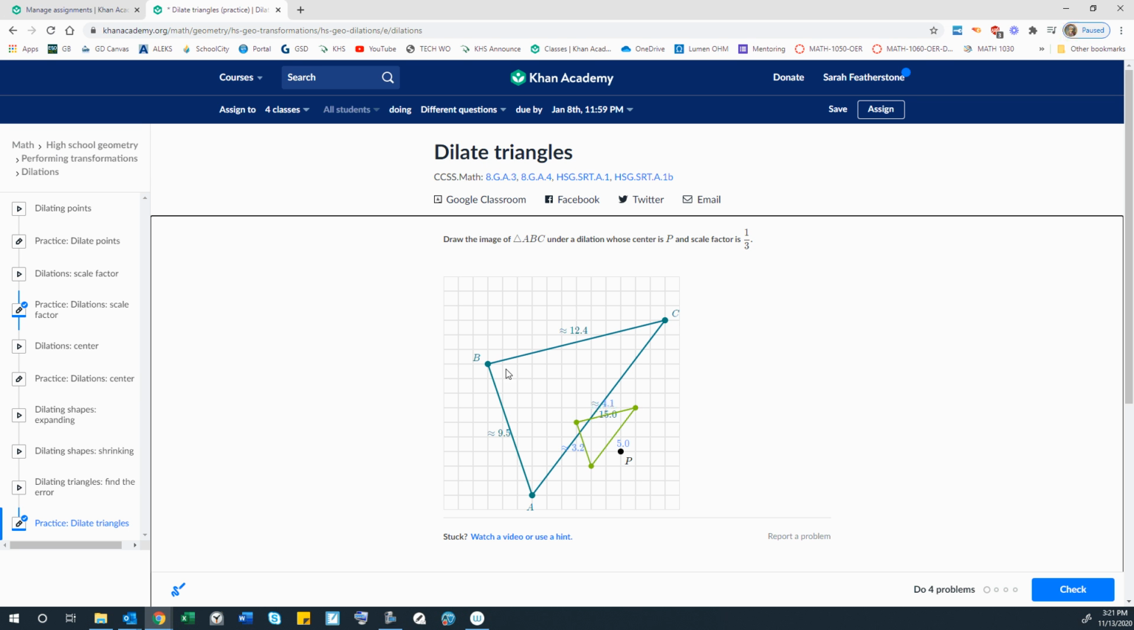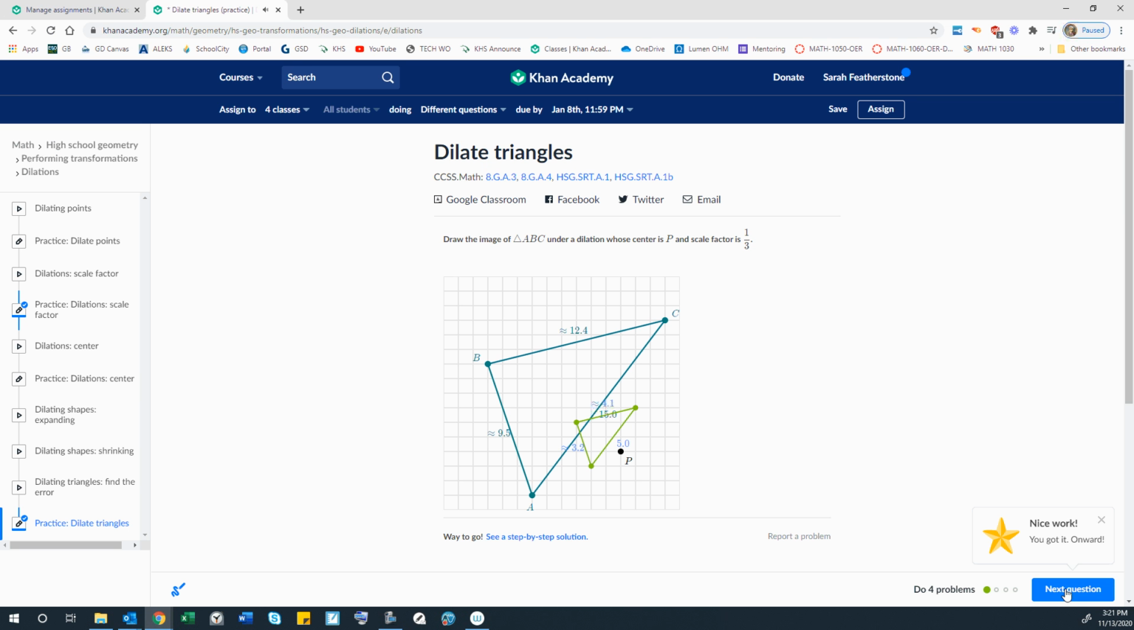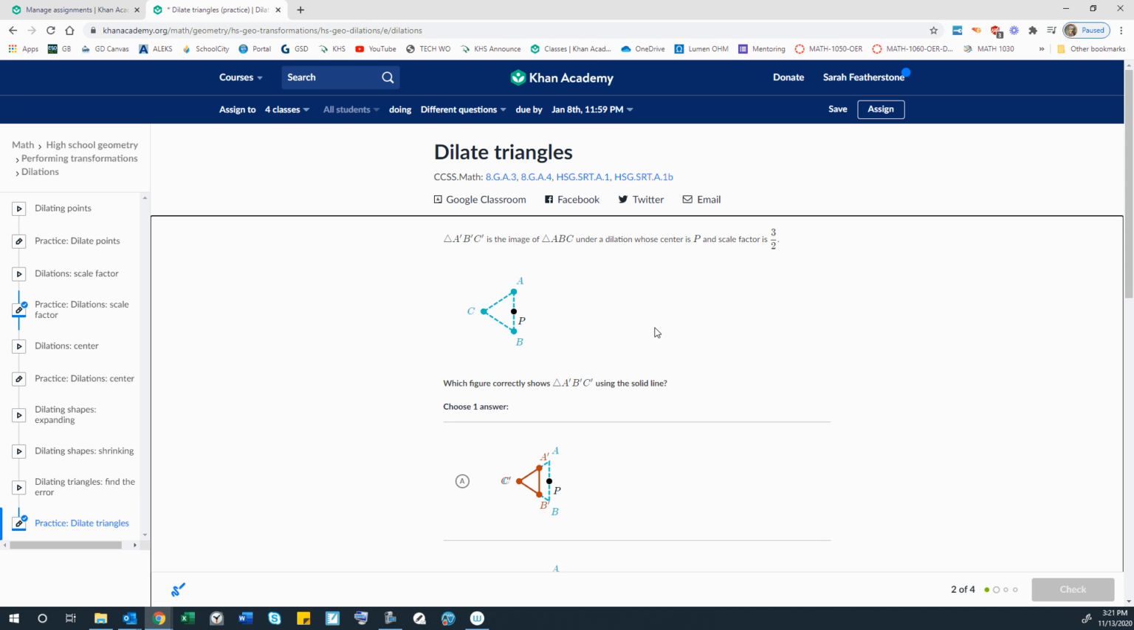Also notice that this side is parallel to this side is parallel to this side, and this triangle is 1/3 of the size of the big triangle, and it's 1/3 of the way closer to point P. Use all those things to make sure your shape is correct before you hit the check button, because this will help you get the best score possible so that you can get a good grade on this assignment and not bring down your grade.